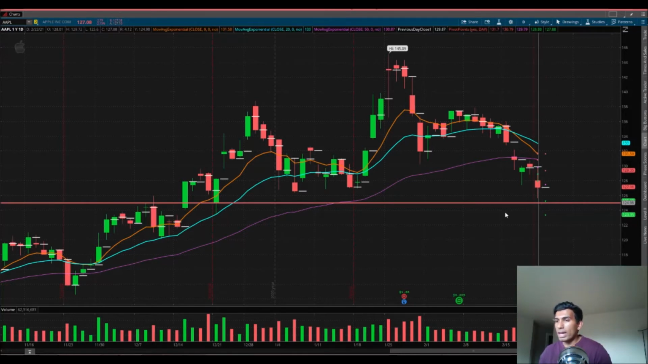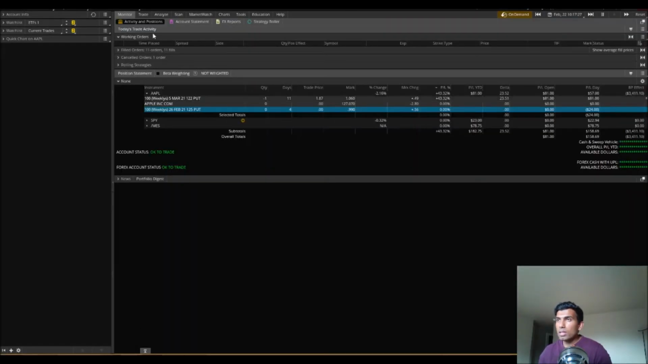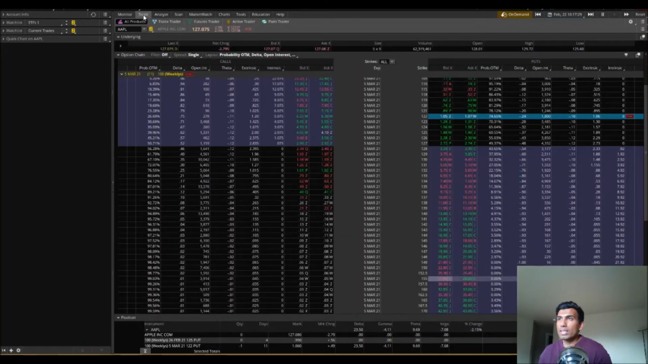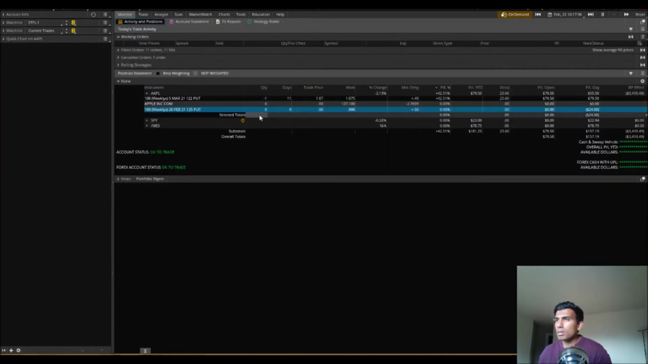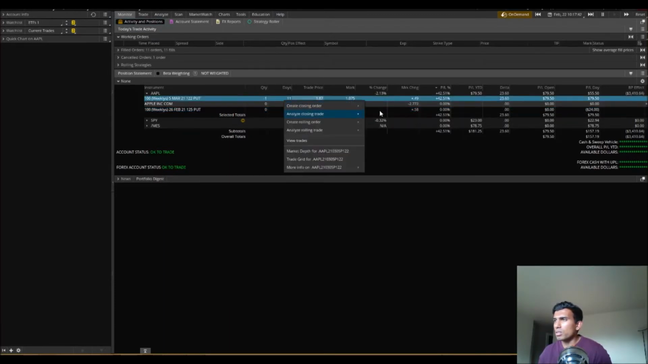So let me go ahead and place this trade. I'm going to jump over to the trade tab. I'm going to look at the upcoming Friday. I'm going to go ahead and close out this position that I have open currently before I start to add any new positions here.